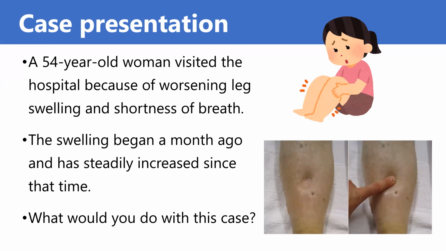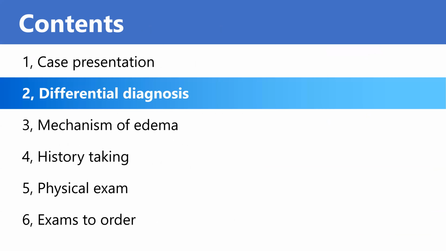Okay, so I'd like to start with this case. A 54-year-old woman visits the hospital because of worsening leg swelling and shortness of breath. The swelling began a month ago and has steadily increased since that time. And what would you like to do with this case? In a clinic or emergency department, we often see this kind of patient.